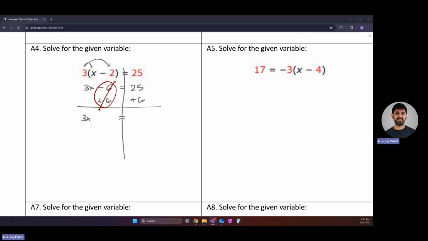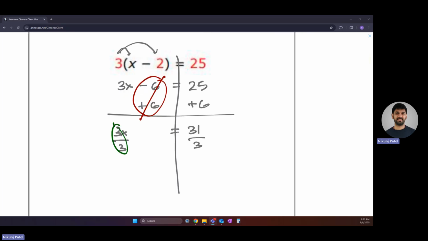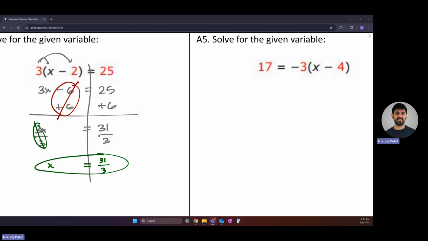3x equals 25 plus 6, which is 31. We're going to divide by 3 because we see multiplication here, 3 times x. So I have to divide by 3 over here as well. Now I notice I have this inverse here, 3 divided by 3. So I'm left with x equals, and again, depending on the question, this one won't simplify to a whole number, so I'll leave it as a fraction here, but you may need to do a decimal sometimes, depending on what type of question you see.